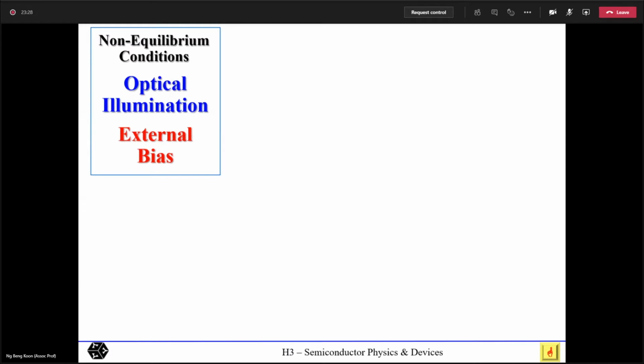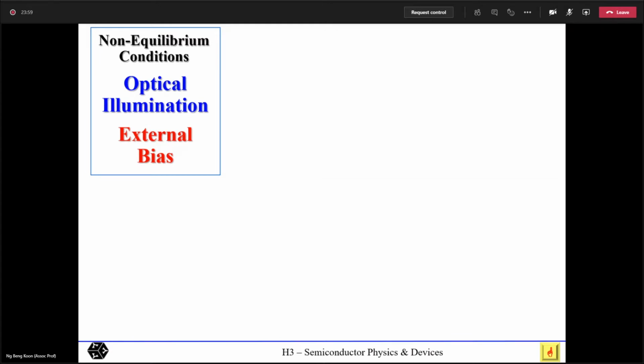Then the last thing we did was to talk about the last topic for my part, which is pertaining to non-equilibrium conditions in the semiconductor. So far our discussion has been centered around equilibrium condition, where the semiconductor does not have any external force applied to it, whether in the form of electric field, magnetic field, or temperature difference. Everything is in thermal equilibrium.